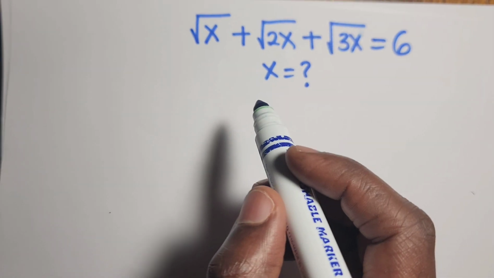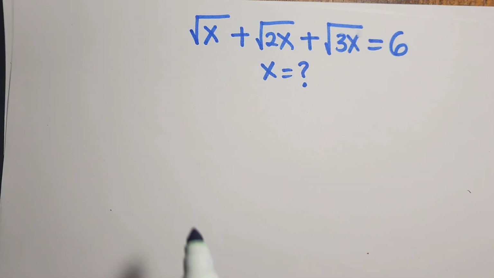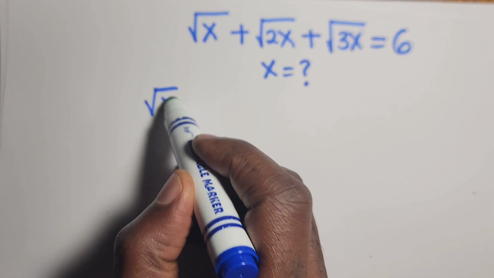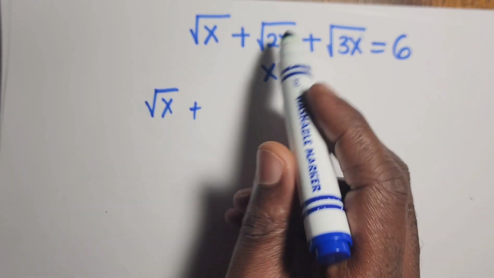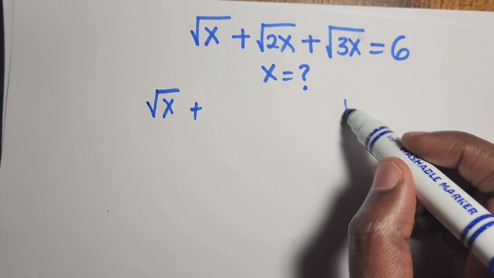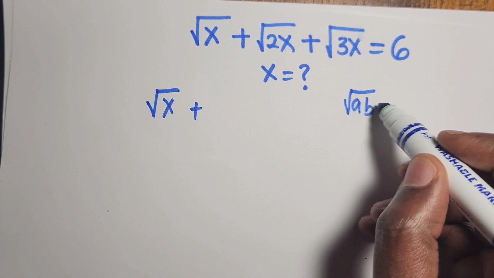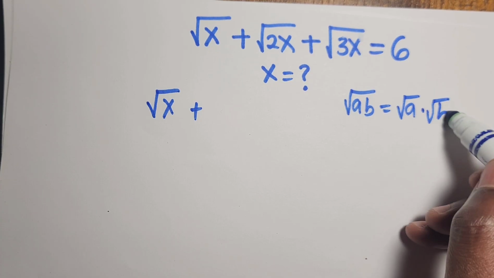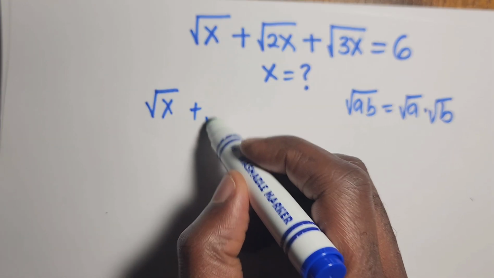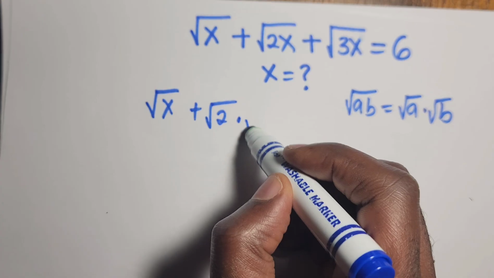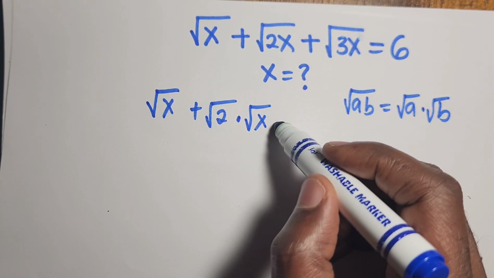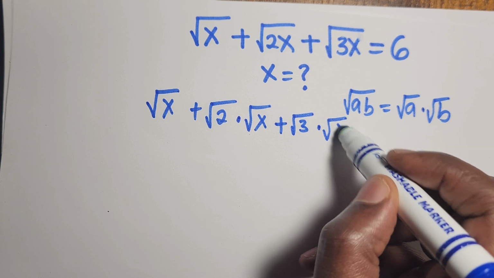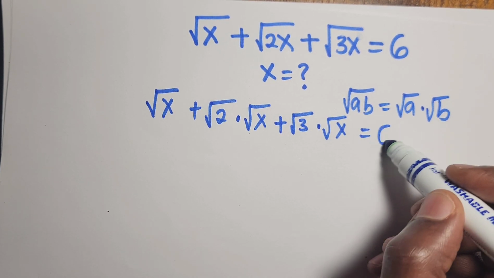In this video, we want to solve for the value of x. To do this, we're going to rewrite the given equation as the square root of x plus, this can be split, because when you have the square root of ab, this can be written as the square root of a times the square root of b. So this is going to be the square root of 2 multiplied by the square root of x plus the square root of 3 multiplied by the square root of x, and this equals 6.